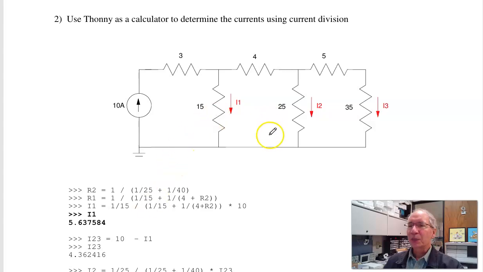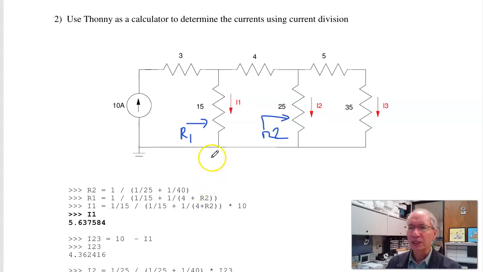Let's use Python to calculate I1, I2, I3. Now from circuits, the equation for current division is what I'm measuring, 1 over R1 over the total admittance, 1 over R1 plus 1 over R2. Now to do that, I need another resistance looking right. So this resistance looking right is 25 ohms in parallel with 40 ohms. R2, that's that resistance. R1, the resistance looking right, is 15 ohms in parallel with R2 plus 4. That's R1.